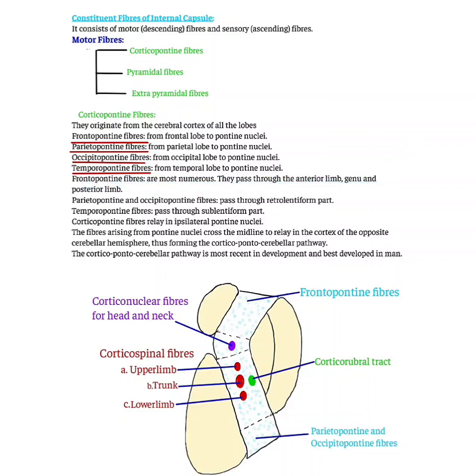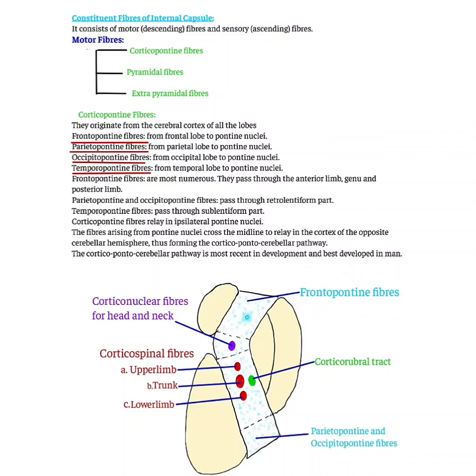Frontopontine fibers are most numerous and they pass through the anterior limb, genu, and posterior limb. Parieto-pontine and occipito-pontine fibers pass through the retrolentiform part of the internal capsule. Temporopontine fibers pass through the sublentiform part.